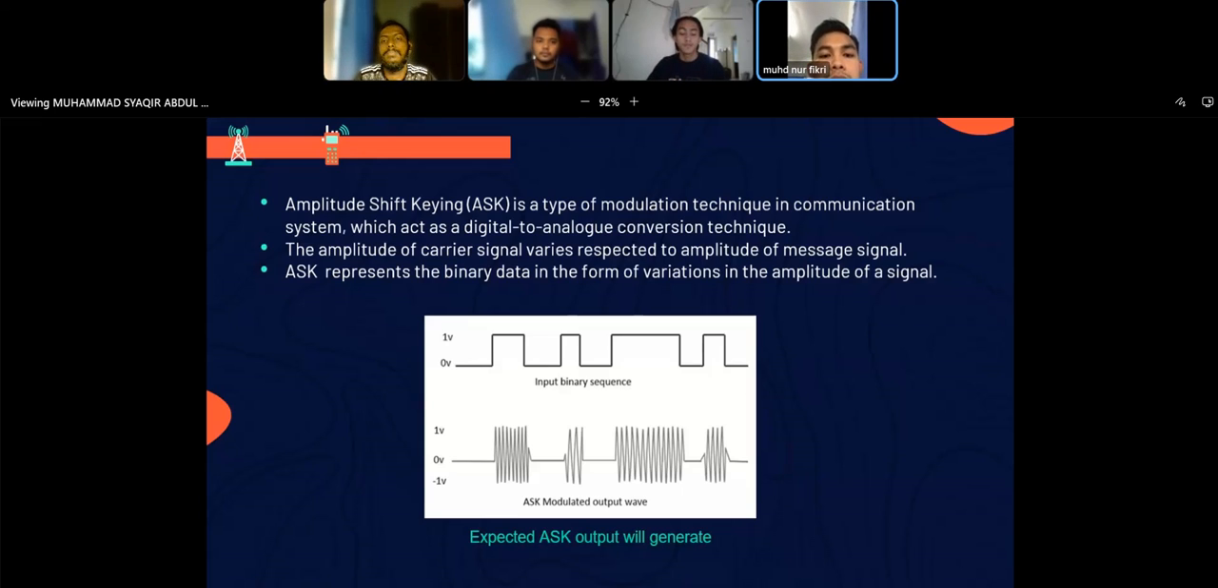Second, the amplitude of the carrier signal varies with respect to the amplitude of the message signal. And lastly, amplitude shift keying represents the binary data in the form of variations in the amplitude of a signal. So you can see the expected output: amplitude shift keying will convert the input binary sequence to an amplitude shift keying modulated output wave.